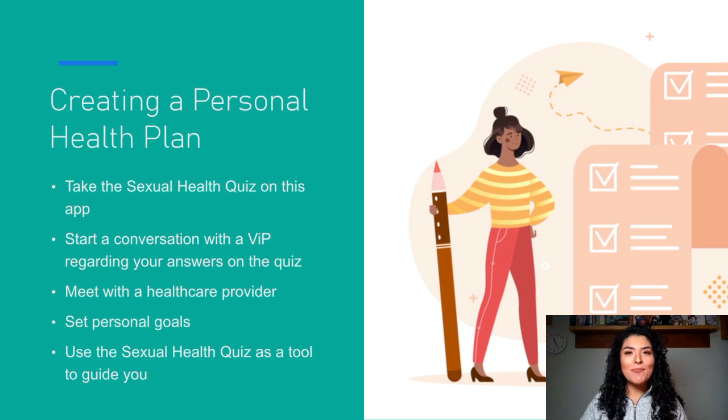Step 4. Set personal goals. During your appointment, your healthcare provider will help you set some personal goals based on what you learned from the quiz and your conversations with the virtual promotoras. These goals will be about taking care of your sexual and reproductive health, and they should be things you feel good about achieving.